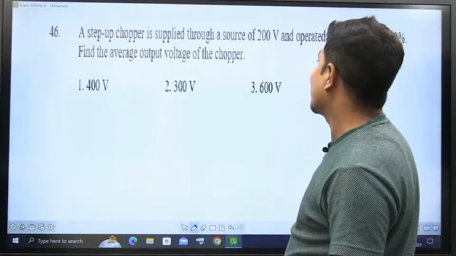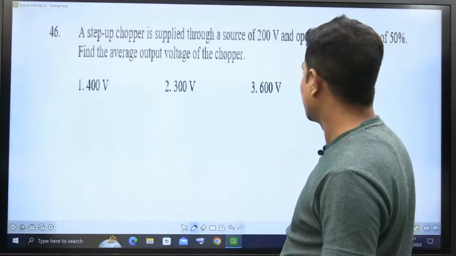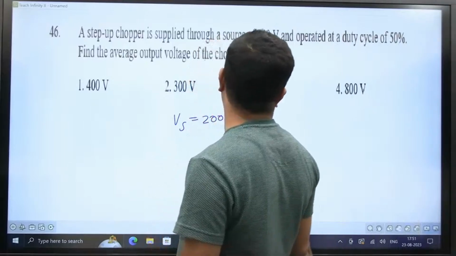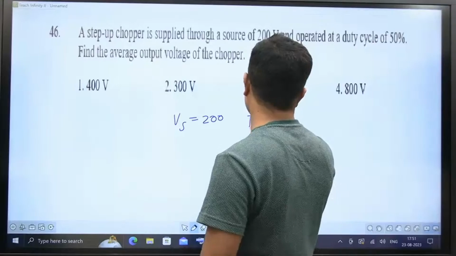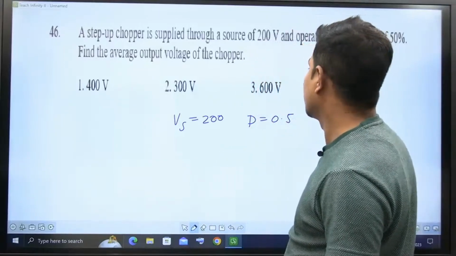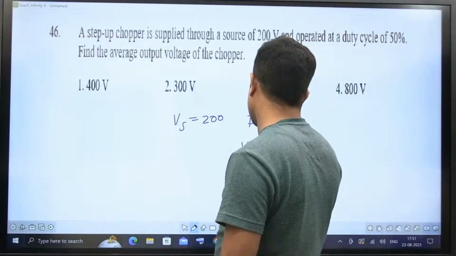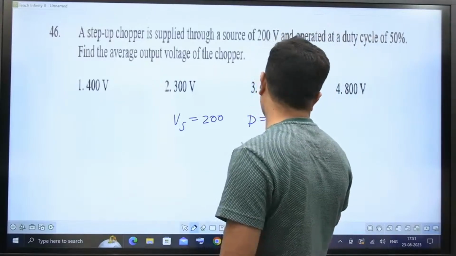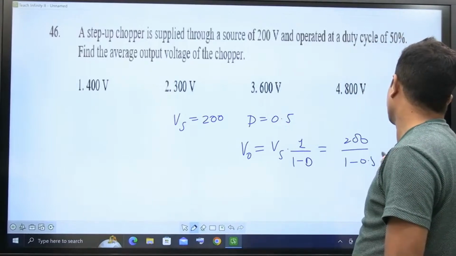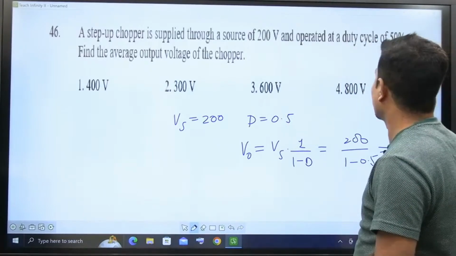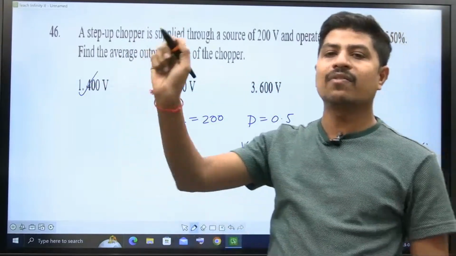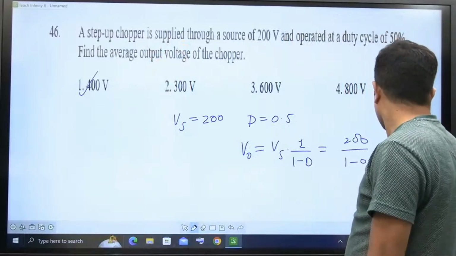A step-up chopper is supplied through a source of 200 volts. Vs is equal to 200. Operated at a duty cycle of 50%. D is equal to 0.5. Then find the average output voltage of the chopper. Output voltage average is equal to Vs into 1 by 1 minus D. So 200 by 1 minus 0.5 will be 400 is the answer. Direct answer. No struggle at all here, right?